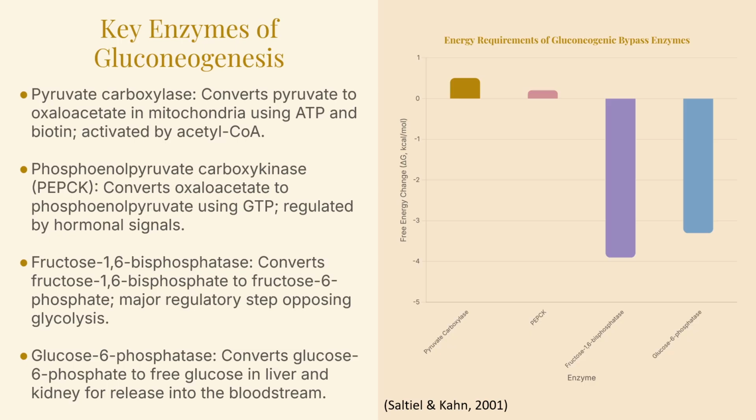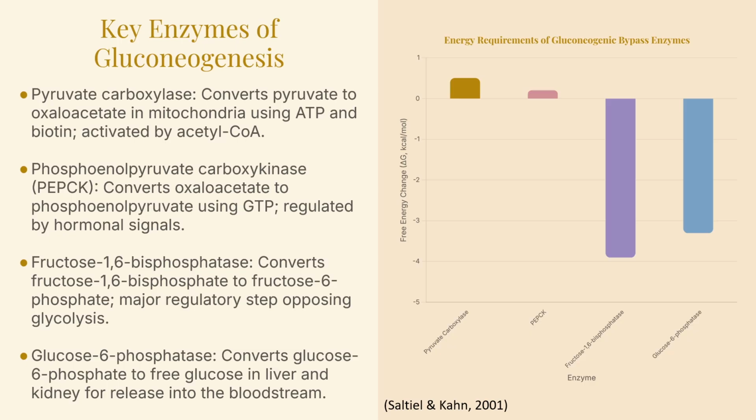glucose synthesis. The next step involves PEPCK. This enzyme converts the oxaloacetate into phosphoenolpyruvate, or PEP, using GTP as an energy source.